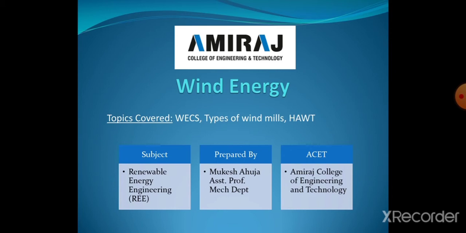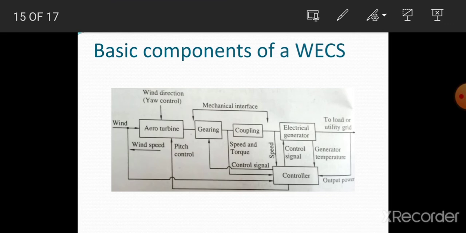So this is the basic block diagram of wind energy conversion system. A wind energy conversion system will convert the kinetic energy of wind into some form of electrical energy. So in particular, medium and large scale WECS are designed to operate in parallel with the grid, that is the AC alternating current grid, and this is known as a grid connected system because it is connected to the grid.